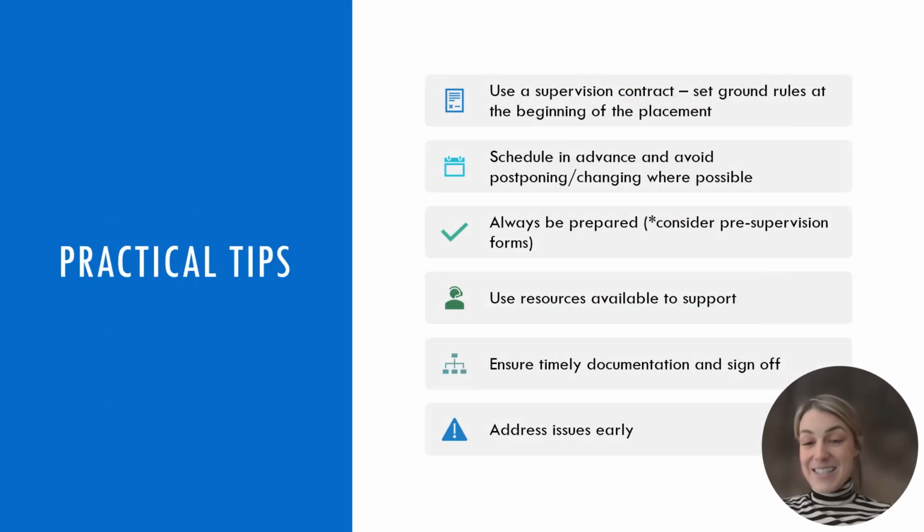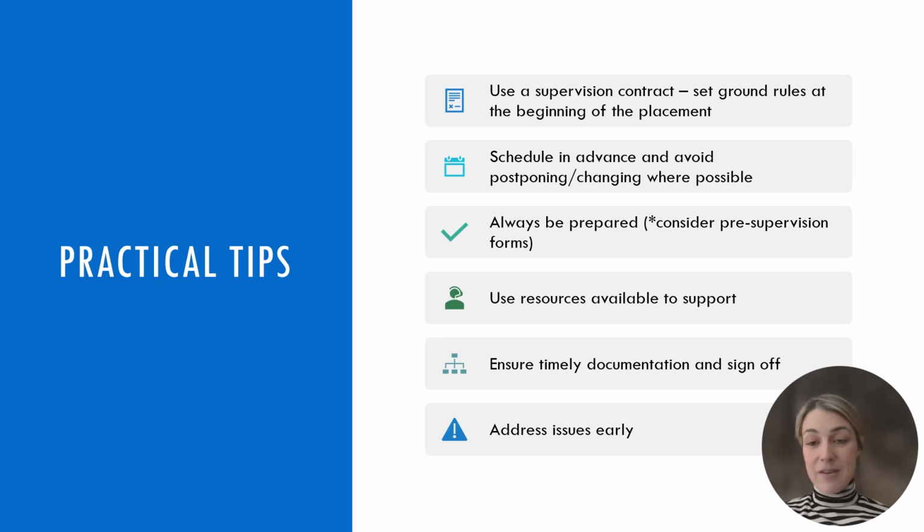A few practical tips to finish. It's advised that you use a supervision contract to set ground rules at the beginning of the placement. So again, looking at the duration, the timing, preparation involved for both the practice educator and the student, etc., etc. It's really important that it's scheduled in advance to avoid postponing or changing where possible.